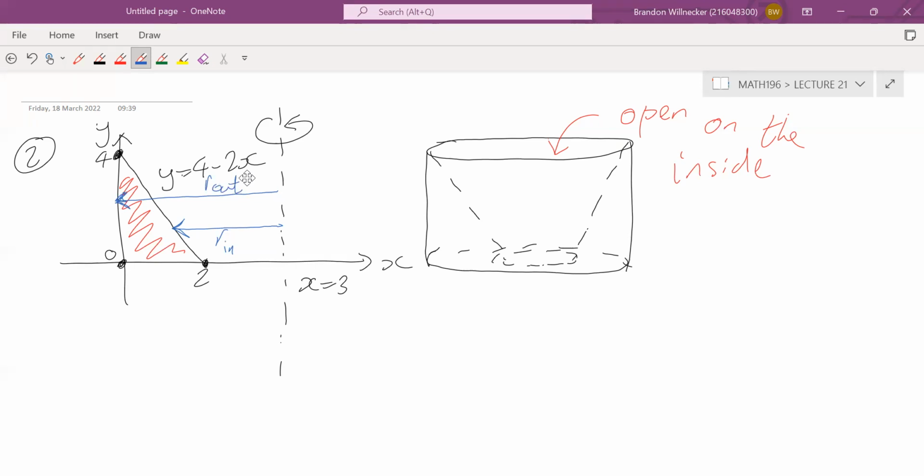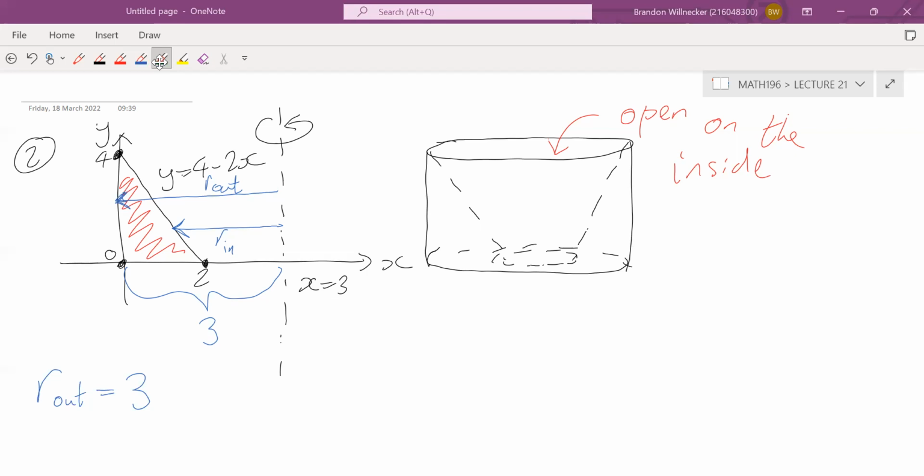Now we know the distance from the y-axis to this x equals 3 line. This total distance here must be 3. So that whole thing is 3, which means the outer radius is also 3. Is there anyone that doesn't see that? Okay, good. So now we just need to find the inner radius.